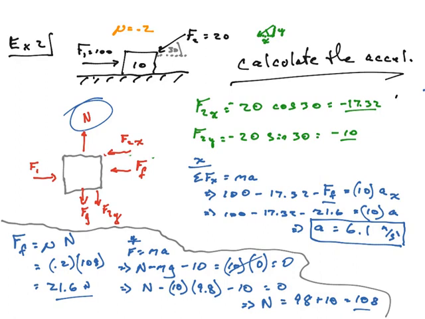So instead of having this F2 pointing at an angle, I instead have an F2x pointing to the left and an F2y pointing downwards. And now, looking at our free body diagram, all the forces are x and y. I can now begin my problem.